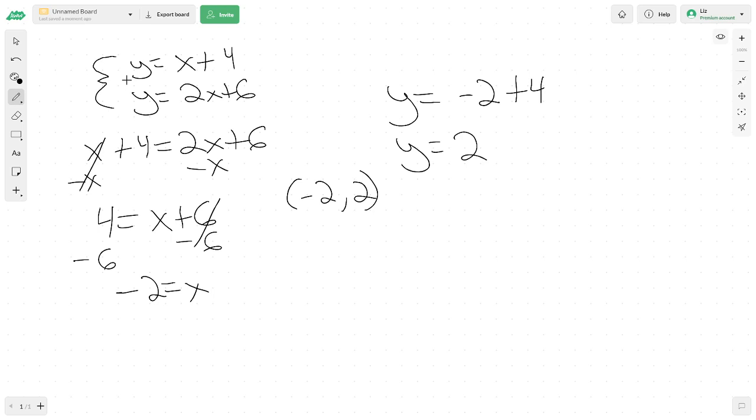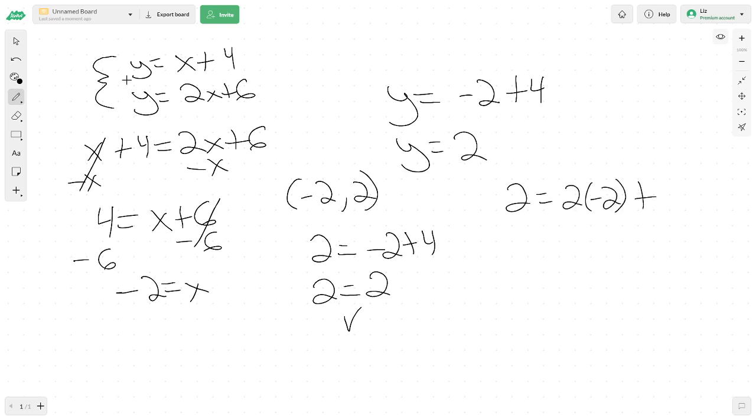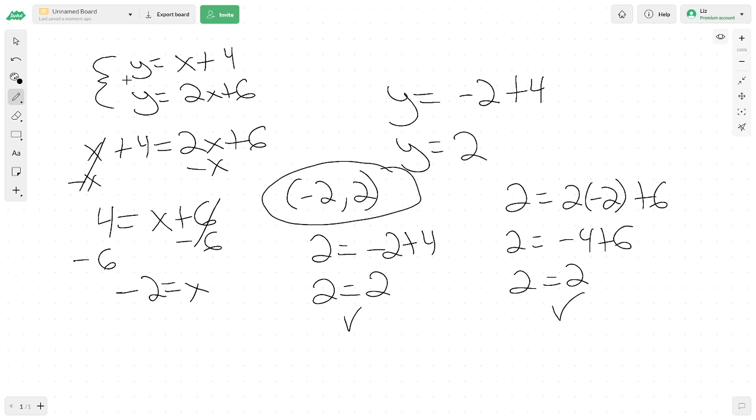So I can plug them in to check my work. y is 2, x is -2. -2 plus 4 is 2, so that checks out. And then I have 2 equals 2 times -2 plus 6. -4 plus 6. Again, that is 2 equals 2. That also checks out. We got the correct solution of (-2, 2).